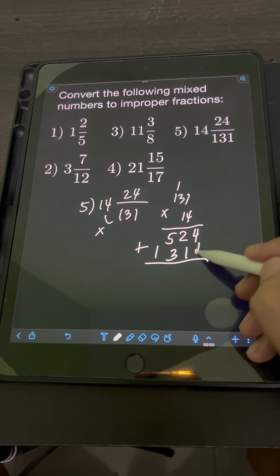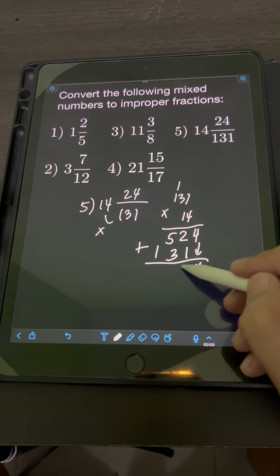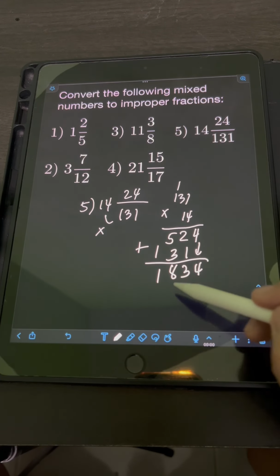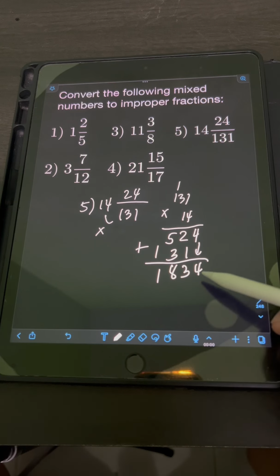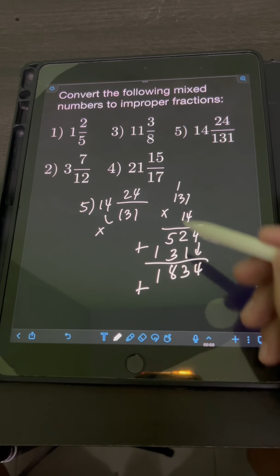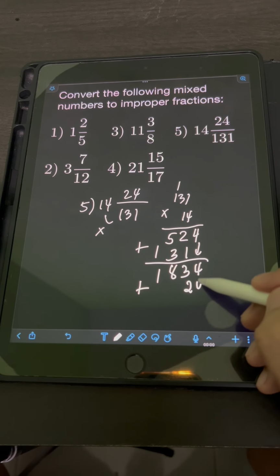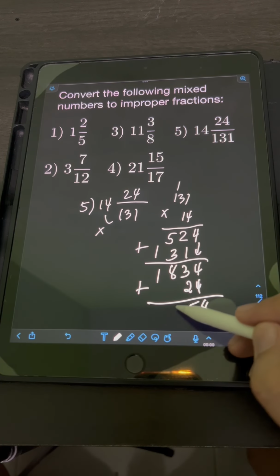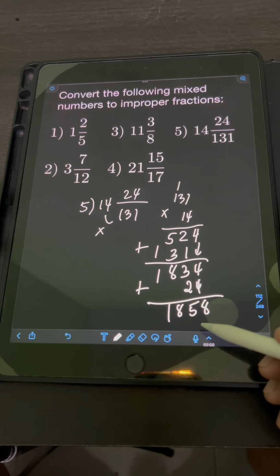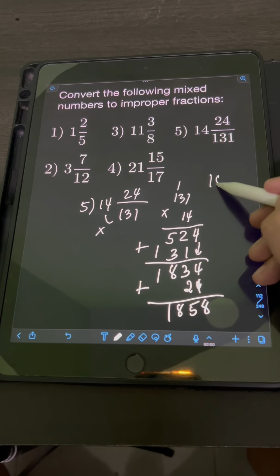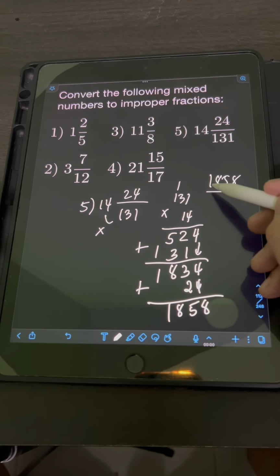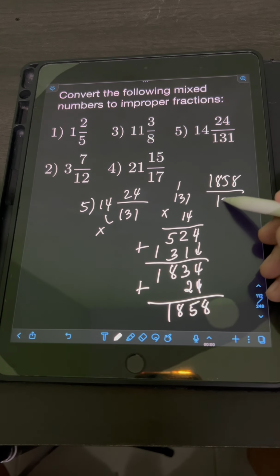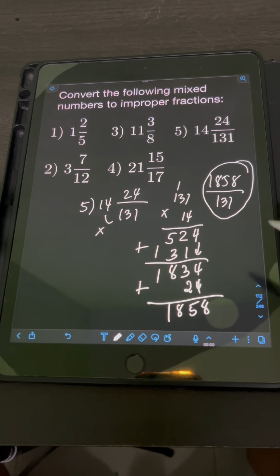Then let's add, bring down the 4. 2 plus 1, 3. 5 plus 3, 8. Then bring down the 1. So the product is 1834. And then we need to add the numerator 24. So we have 1834 plus 24, that will be 1858. So this will be the numerator of the improper fraction. So we have 1858 over the same denominator of 131. So this is the final answer.